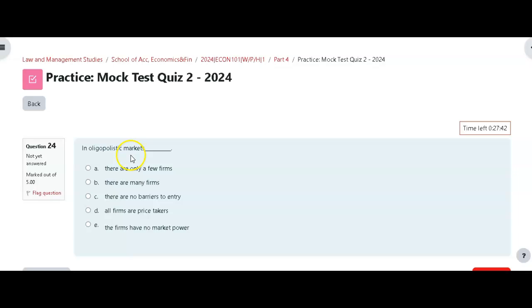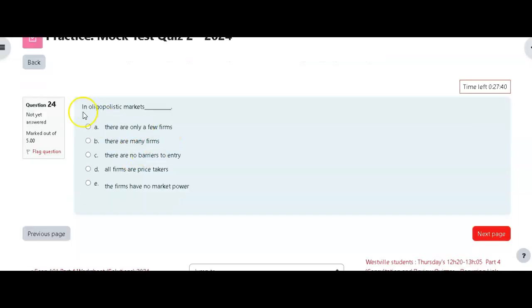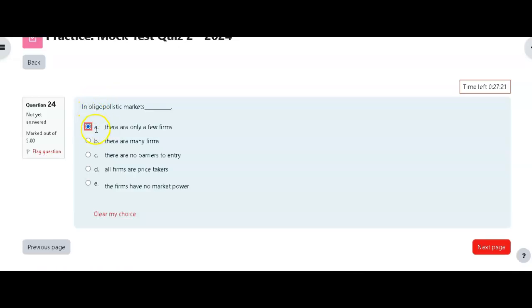In oligopolistic markets, let's see. Yeah, so these are like your Microsoft, all those companies. So there are few firms, right?